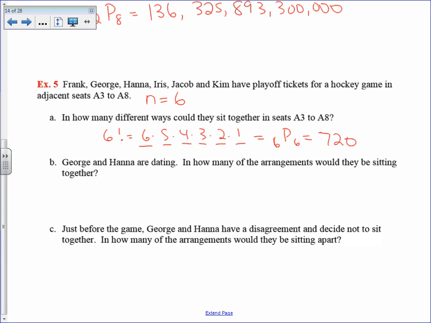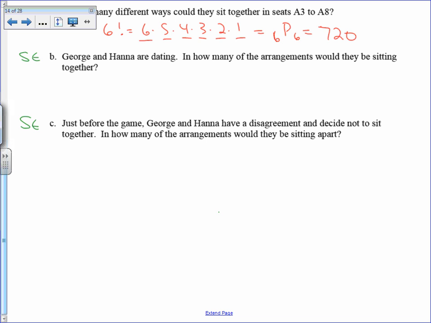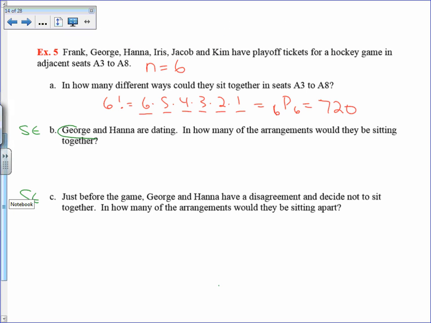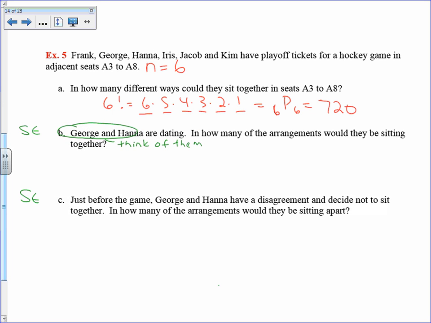These are getting up to be standard of access questions because they are a little bit more difficult to think about. Because here's what you have to do. You have to think of George and Hannah as one person for now. So we got 5, so that means there's 5 different seats to fill.